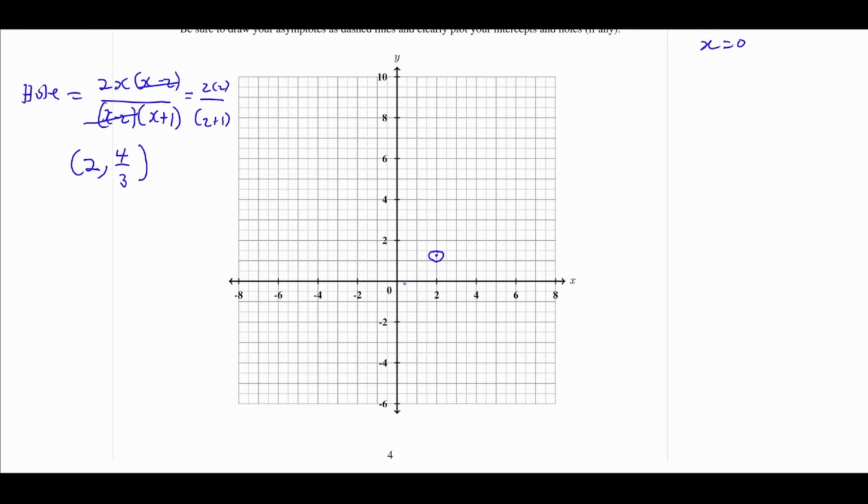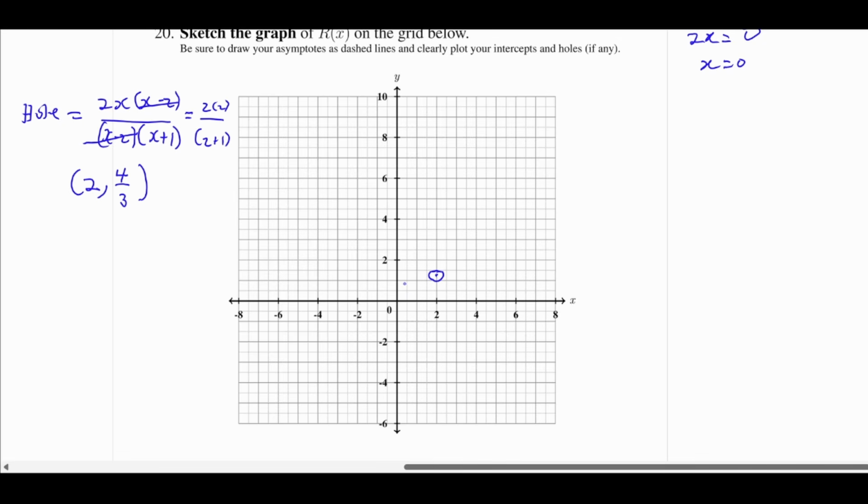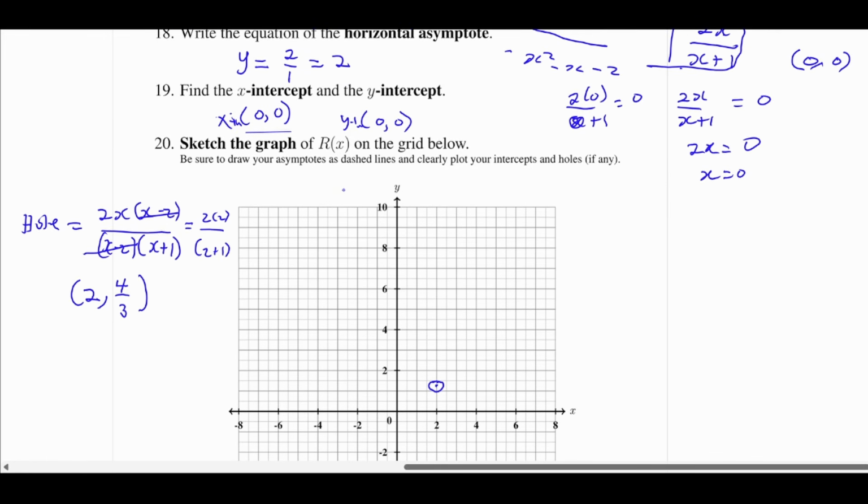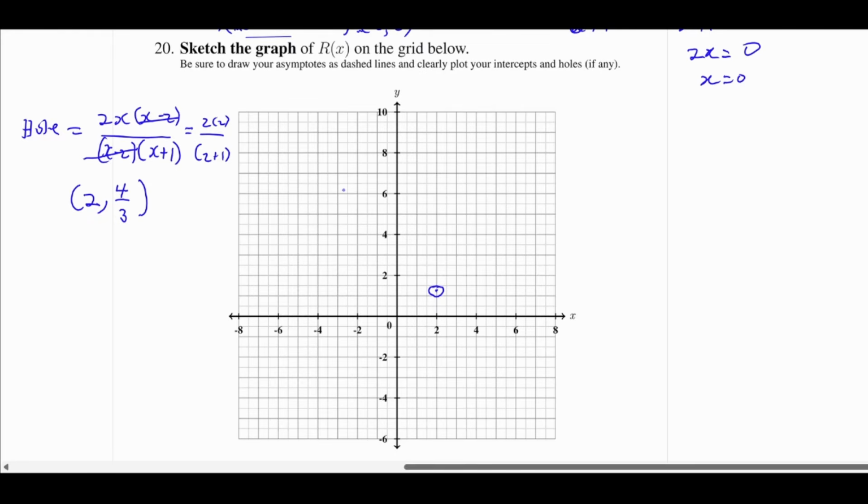Then I'll come and plot my asymptote. The first asymptote was x is equal to -1. That is the vertical asymptote. So x is equal to -1 is here. So I'll sketch that one. Let me use a different pen color. I have this one. So I'll use short dashes because the question instructs to use short dashes.